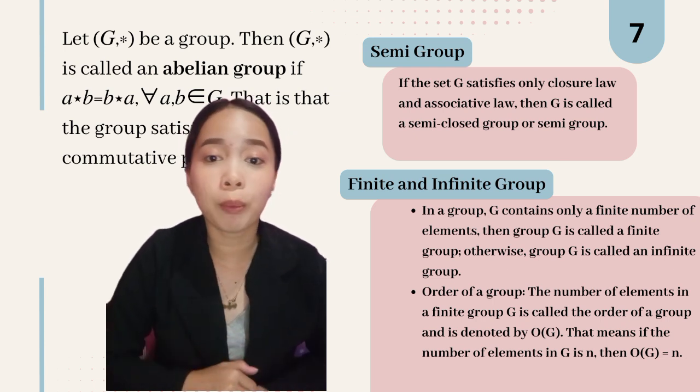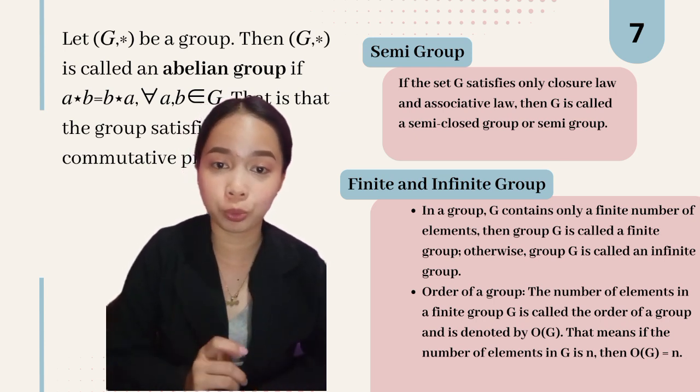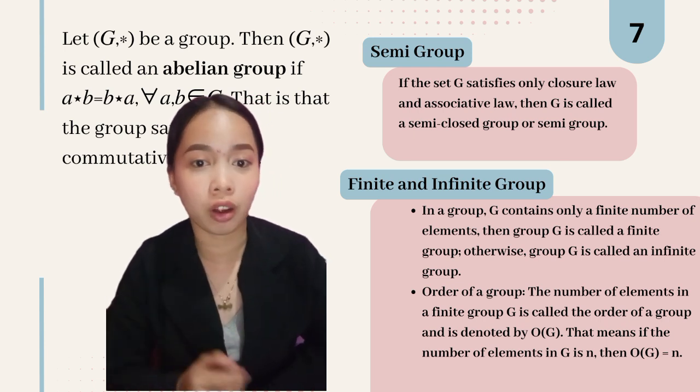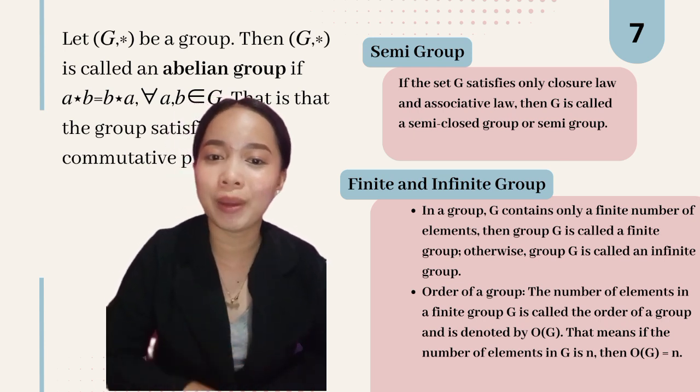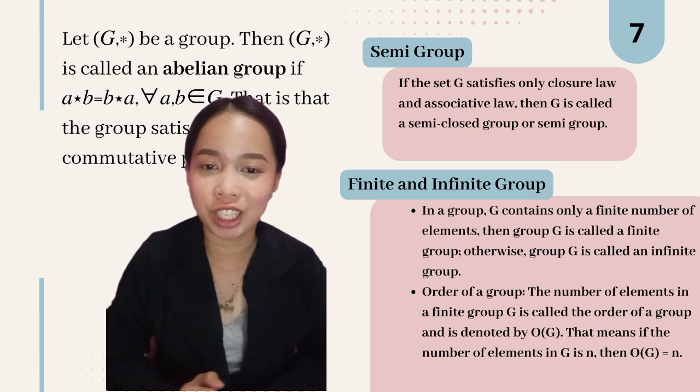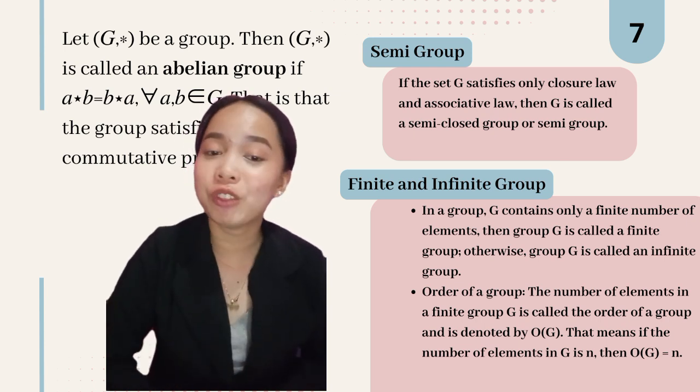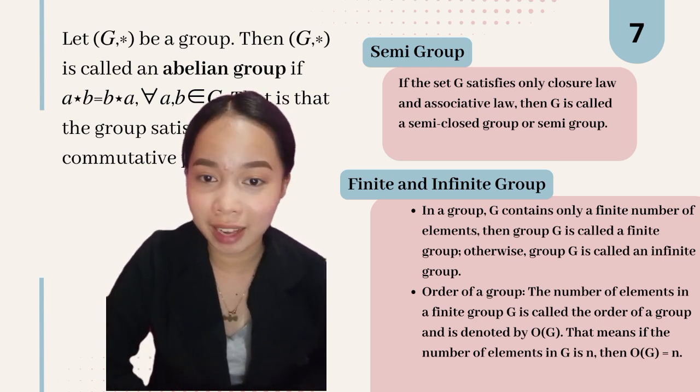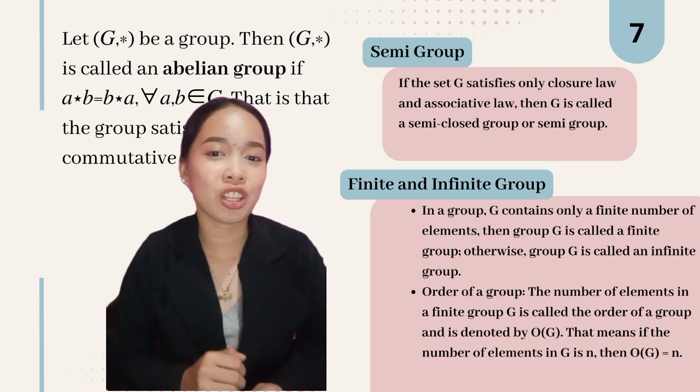Order of groups. The number of elements in a finite group G is called the order of the group and is denoted by O(G). That means if the number of elements in G is n, then O(G) equals n.